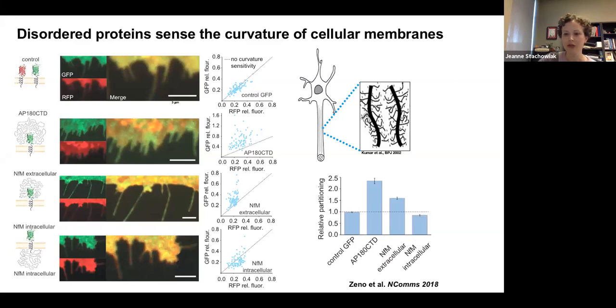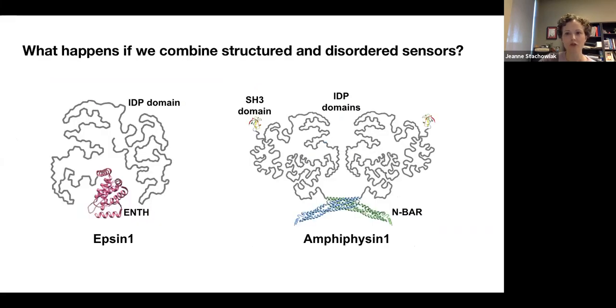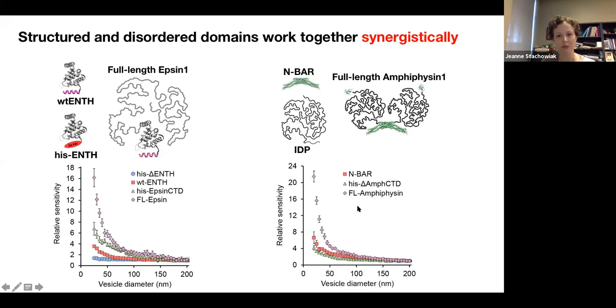So you might be curious, what will happen if you combine a structured protein and a disordered protein, since that's what most of our natural endocytic adapter proteins do. So again, here's epsin. It's got its disordered domain and its structured domain, and the same thing with amphiphysin. So we measured some of these interactions, and interestingly, what we found is some pretty strong synergistic effects.